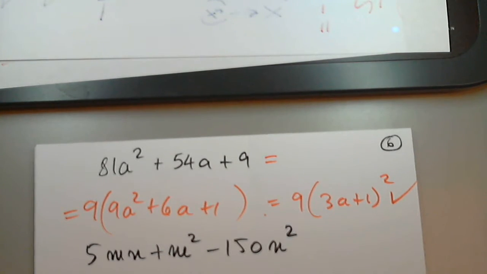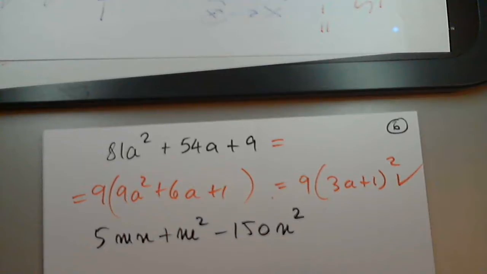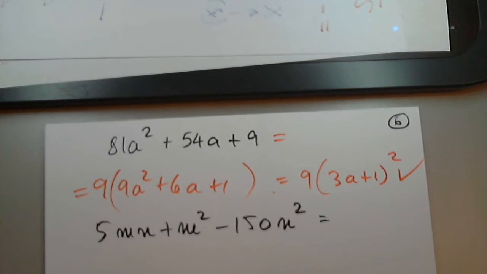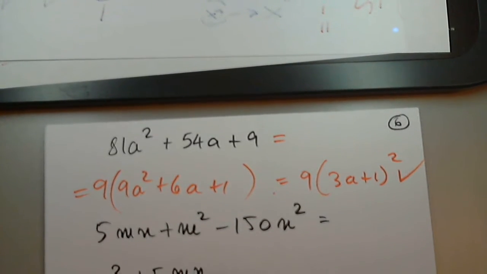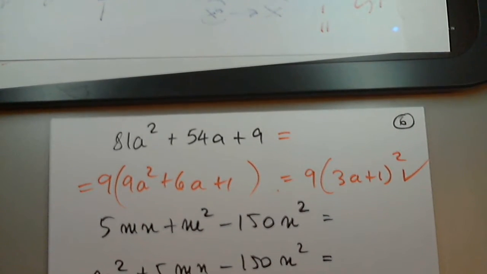We normally use the order mn. So I will have to move m squared in front: m squared plus 5mn minus 150n squared. That will be my first step. m squared plus 5mn minus 150n squared. Good. Then I continue with the same strategy, right?